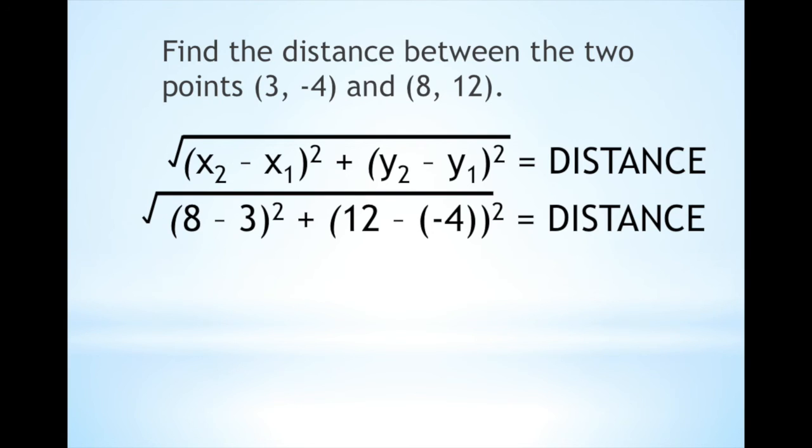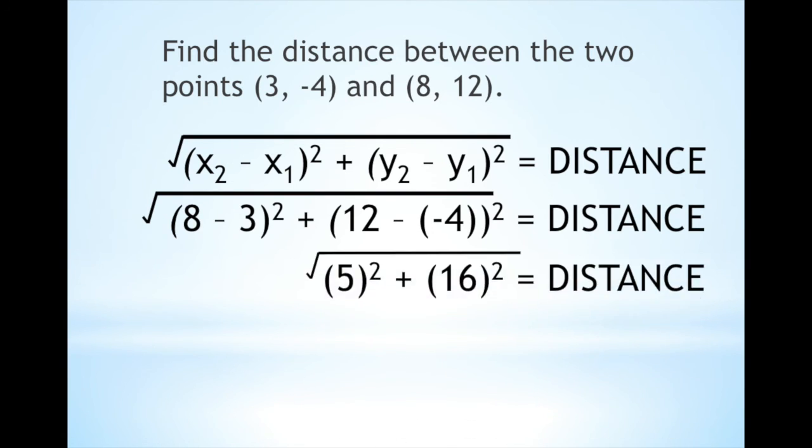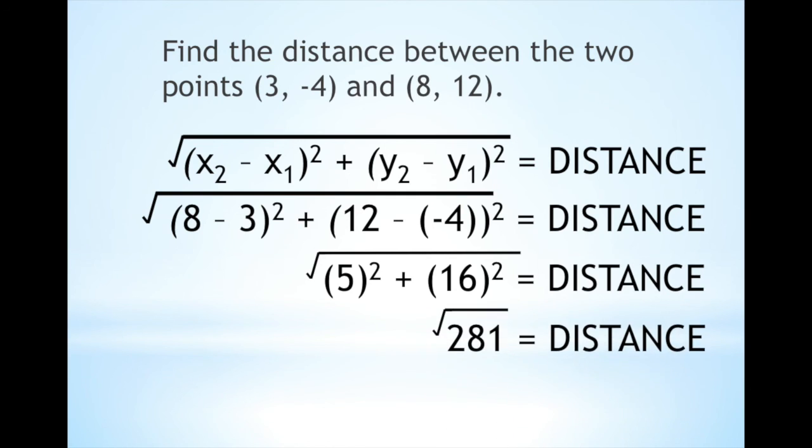So following order of operations, we do parentheses first. 8 minus 3 is 5, 12 minus negative 4 is 16. Then we square both those numbers. 5 squared is 25, 16 squared is 256, and 25 plus 256 is 281. We then take the square root of 281, which turns out to be approximately 16.8 units. And that's our distance.